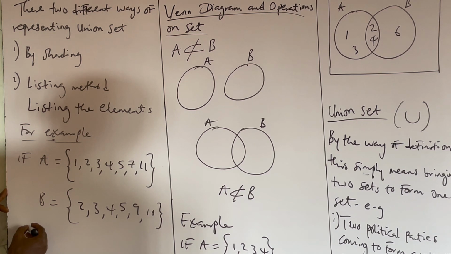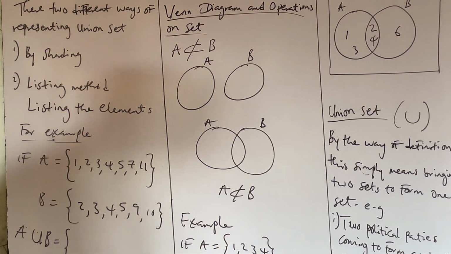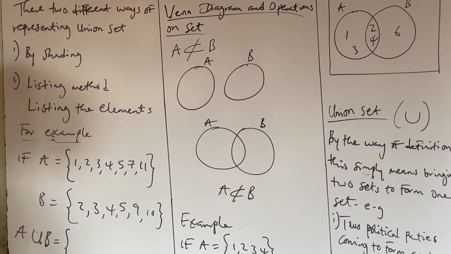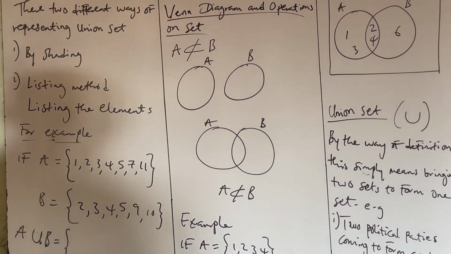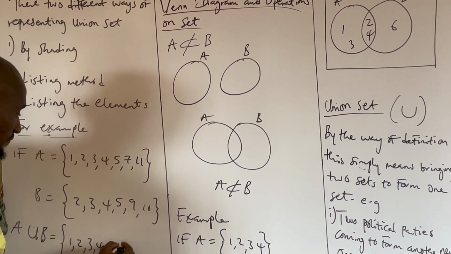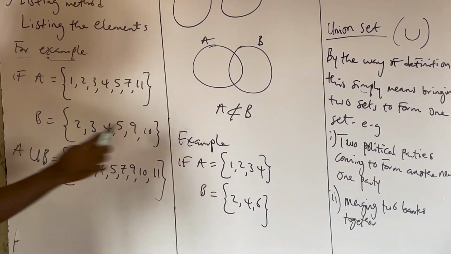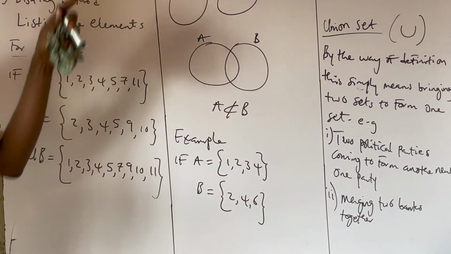So you know that A union B will be equal to, we are going to list everything here first. But A union B, let me use Venn diagram to represent it first. Or should I just do it this way? Let's put everything there. A union B is just 1, 2, 3, 4, 5, 7, 9, 10, 11. That is everything here. I was still cleaning here.